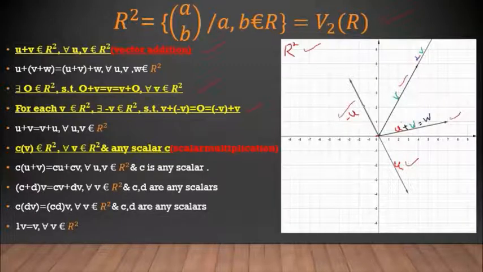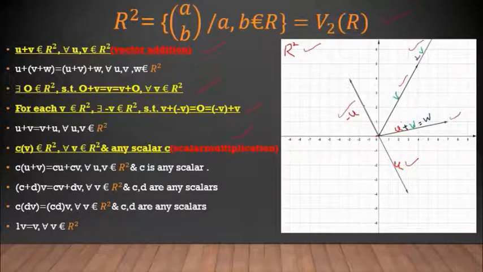Then the other one is c into v belongs to R2 for all c. This is scalar multiplication. So we have seen here v is a vector, multiply it with 2, then you get a vector 2v. So that is scalar multiplication, which is again a vector in R2 only. So these four are mainly important. What about the other things?